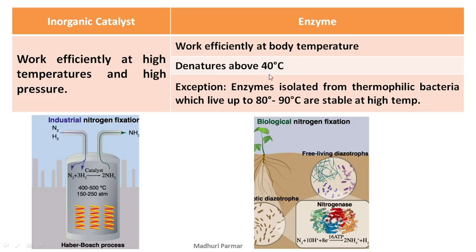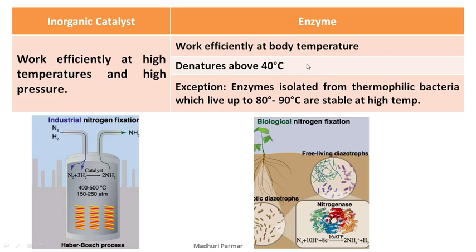Exception to this are the enzymes which are isolated from thermophilic bacteria. Again, try to remember biotechnology. You must have heard of Taq polymerase in PCR. Taq polymerase is isolated from Thermus aquaticus, which loves to live in high temperature water. So these enzymes are isolated from 80 to 90 degrees Celsius environments, and that is why they are stable at such higher temperatures. But normally, other enzymes work efficiently at body temperature and they lose their function above 40 degrees.